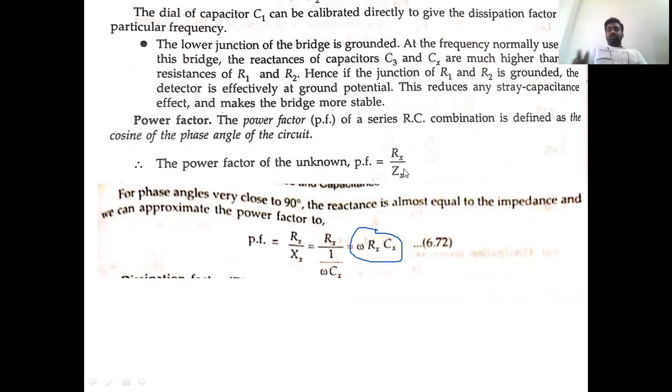So we all know that in a capacitor circuit, the phase angle is very close to 90 degrees. That means the reactance is almost equal to impedance. So in the value of Zx, because reactance is almost equal to impedance, we represent it as Rx divided by X suffix x. What is the value of X suffix x? That is 1 by omega Cx.